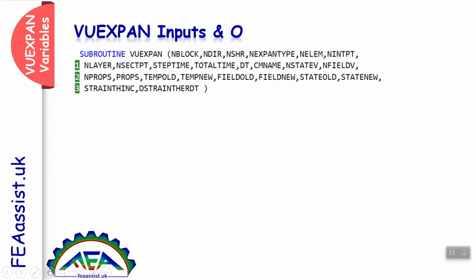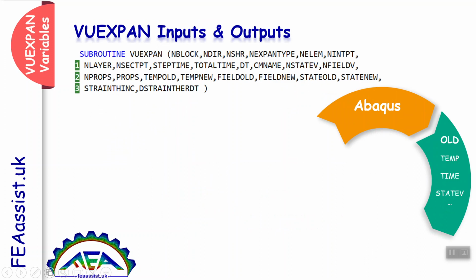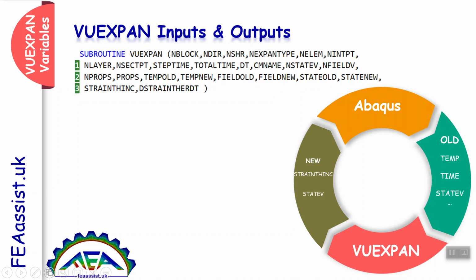VUXpand variables, VUXpand inputs and outputs. VUXpand has some inputs; we need to get those inputs, process them, and export new variables as outputs into Abaqus. In other words, Abaqus computes the temperature, time, and state variables, and transfers these variables as inputs into the VUExpand subroutine. In VUExpand, we need to process these variables and compute new variables like the strain increment, the thermal strain increment, and state variables, and return these outputs back to Abaqus.